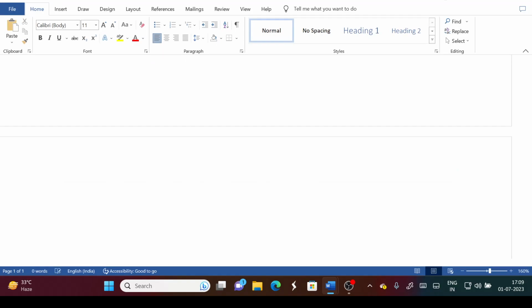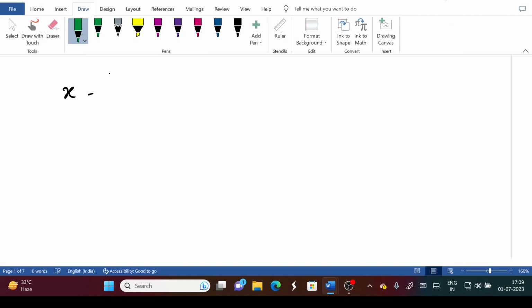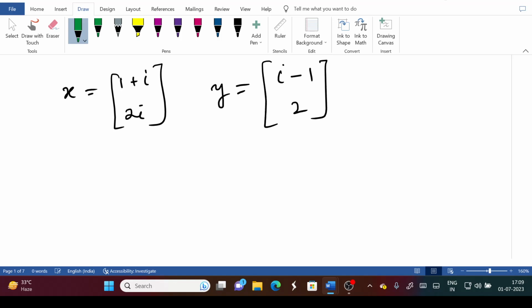So we have discussed how to find the length and inner product of two vectors in a complex vector space. Let us find their values. So how to find out? Consider x is equal to (1 plus i, 2i) and y is equal to (i minus 1, 2). Let us assume, I have just written these.